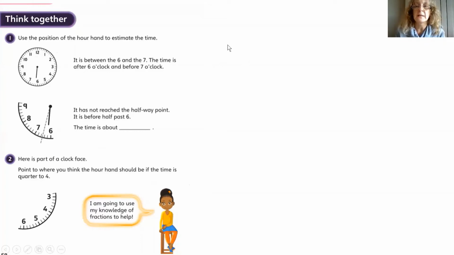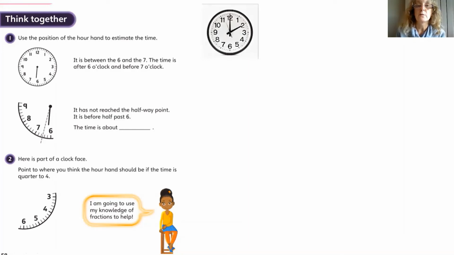Let's just now remind ourselves about that minute hand. This is 2 o'clock. We can see where the minute hand is there. That would be 12, wasn't it? Up to the 12 if it's o'clock. If it was half past, it would be halfway round. But it's not, is it?